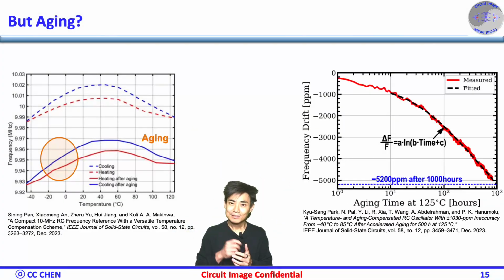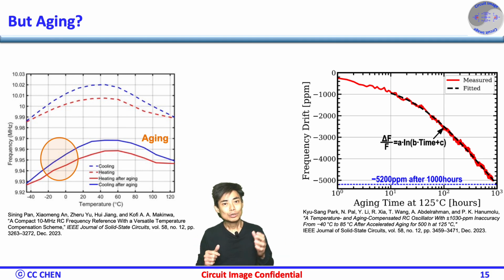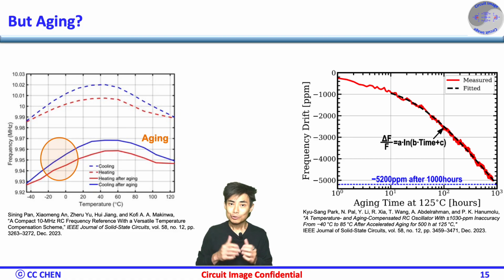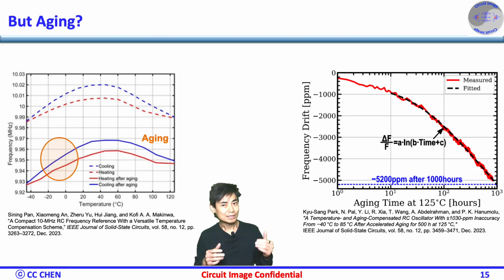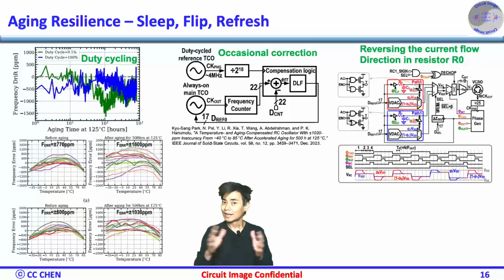Correct. Let's not forget aging. Over years, the resistor's value can drift due to stress, electromigration, or charge trapping. Even the best compensation doesn't help if the reference resistor itself changes. So the next frontier is aging resilience design. There are three tricks that could help.